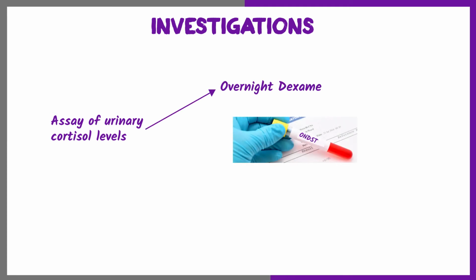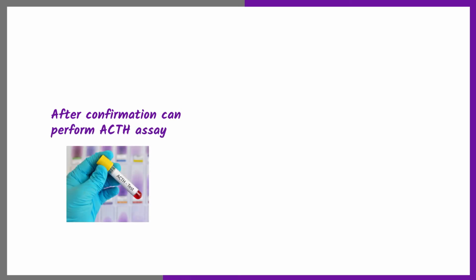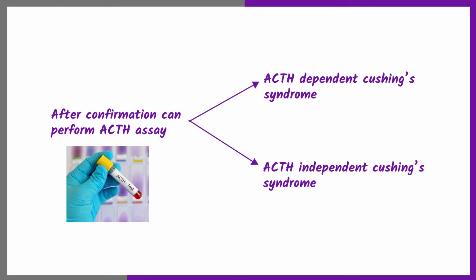Investigations. For confirmation of the diagnosis, you can do assay of urinary cortisol levels, either low dose or overnight dexamethasone suppression test, or even midnight salivary cortisol levels. Once confirmed, you can proceed with ACTH assay, which will tell you whether this is ACTH dependent or independent Cushing syndrome.